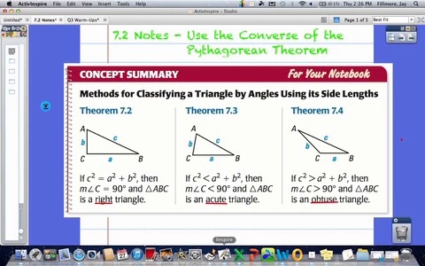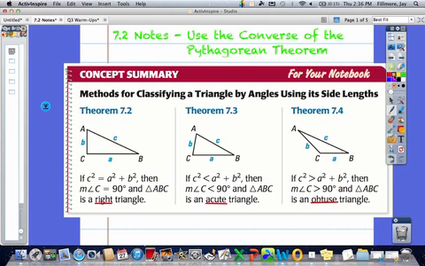We have three different theorems here, 7.2, 7.3, and 7.4. The first one, 7.2, is really the converse of the Pythagorean theorem. It says if c squared equals a squared plus b squared, then c is 90 degrees and ABC is a right triangle. Theorem 7.3 says if c squared is less than, then it's an acute triangle, and if it's greater than, it's obtuse. That's 7.4. So these are basically the summary of what we'll be talking about through our example problems today. Go ahead and pause it if you'd like to copy these down. Otherwise, I'm going to proceed to the first problem.